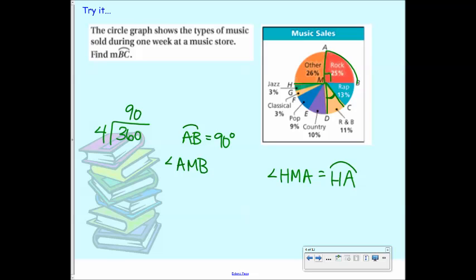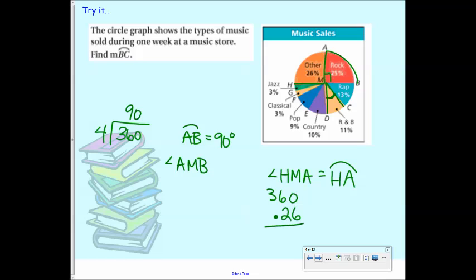All right, so that means if 26% of the music sales were other, how could you figure out how many degrees this arc and this angle would be? 26 over 100 equals x over 360. So we're going to find 26% of 360. There's a couple different ways to do it. You can do it as a proportion. I just use a decimal. What decimal is the same as 26%? 0.26, and I just multiply that times 360.